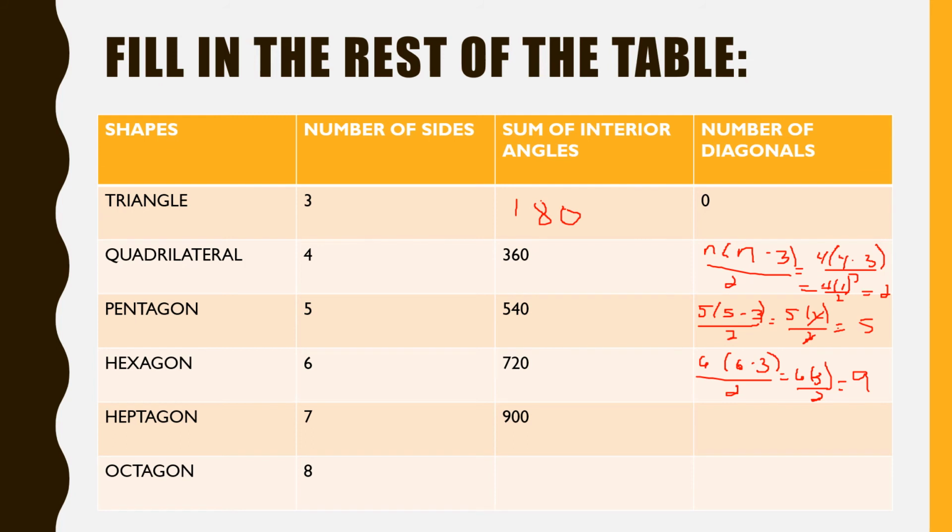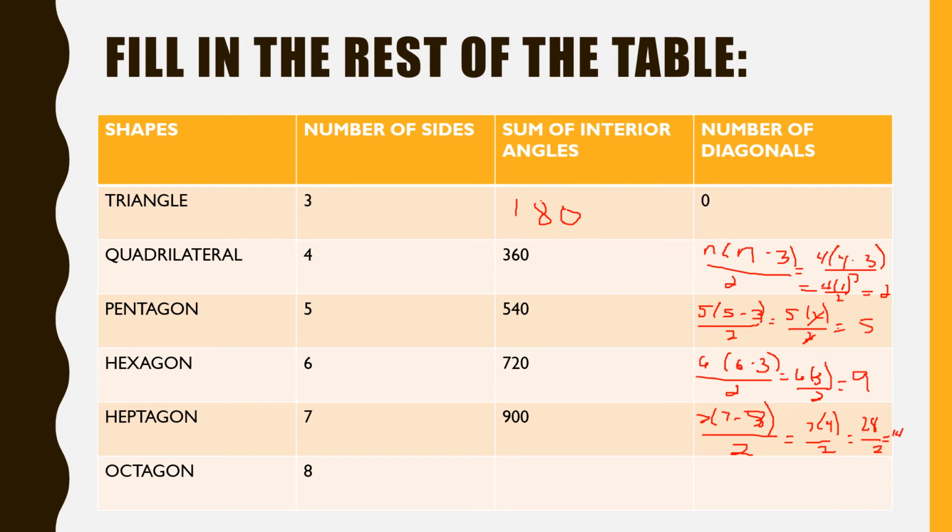And for heptagon, so we have 7. 7 times 7 minus 3 divided by 2. So we have 7 minus 3 is 4. So 7 times 4 divided by 2. 7 times 4 is equal to 28. 28 divided by 2 equals 14. So that means there are 14 diagonals in a heptagon.